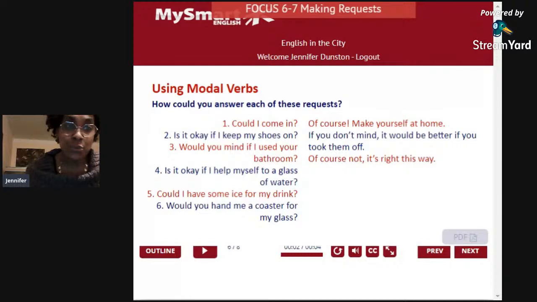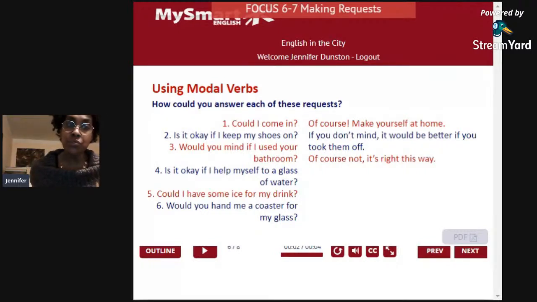If someone asks you, this is also important too. Would you mind means, does it bother you? Is it okay? No. Would you mind is, does it bother you? That's why the answer is, of course not. If someone asks you, could I use your bathroom? You say, of course. Is it okay if I use your bathroom? Of course. Would you mind? When you say yes, you say, of course not.